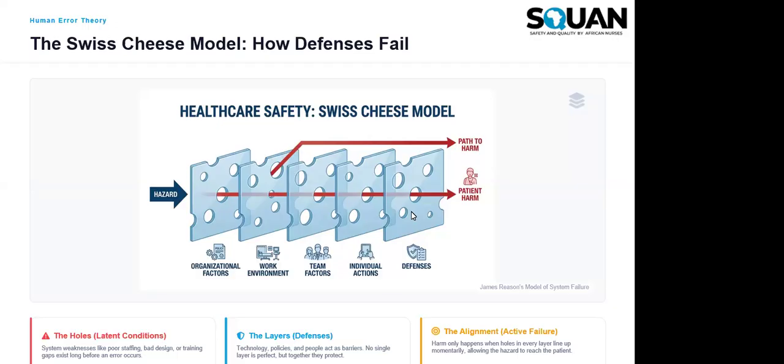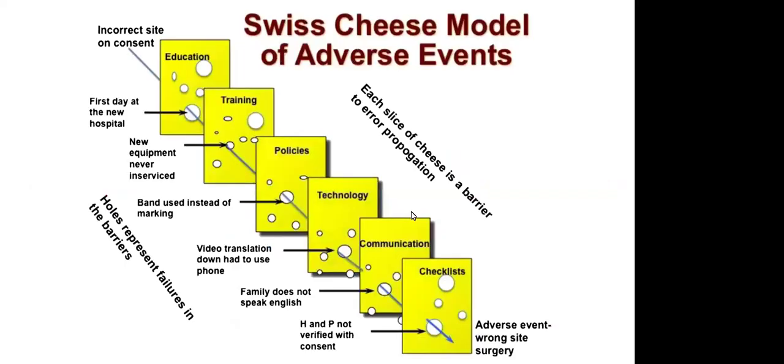An active failure is when all of the defenses that we've put in place fail, because we allow the hazard to pass through all of them and get to the patient and harm the patient. So harm only happens when the holes in every layer line up momentarily, allowing the hazard to reach the patient. I have an example on the next slide that talks about an adverse event that happened to a patient.